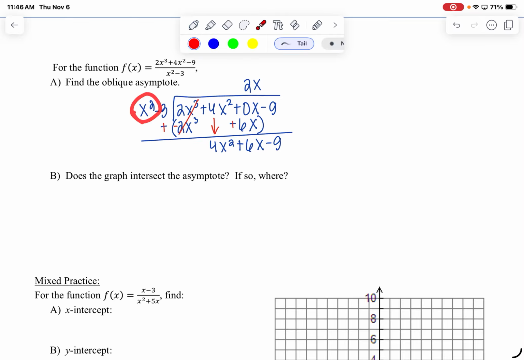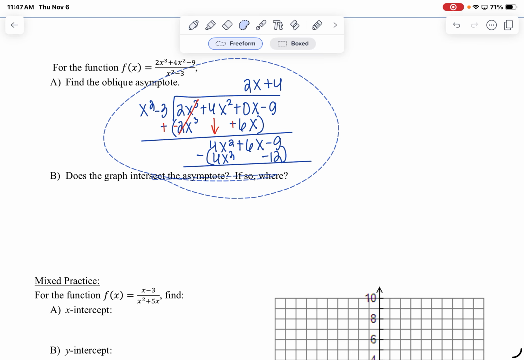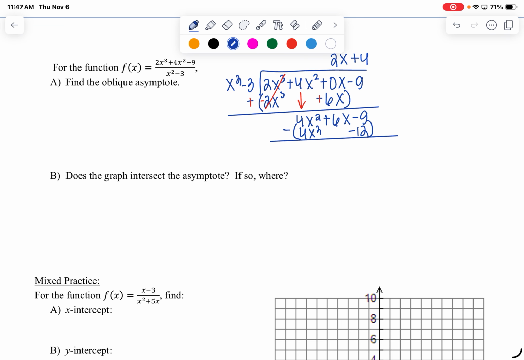So I'm asking myself, what do I multiply this by to get this? And that is 4. So this is a plus 4. Distribute, 4 times x squared is 4x squared. 4 times negative 3 is negative 12. Put that in parentheses and subtract. Looks like I'm running out of room here, so I'm gonna move this up a little bit. There we go. I'm gonna change it to add the opposite. These cancel. I'm gonna bring down that 6x. Negative 9 and 12 is positive 3. Okay, so that's my remainder. I know my oblique asymptote is y equals 2x plus 4.